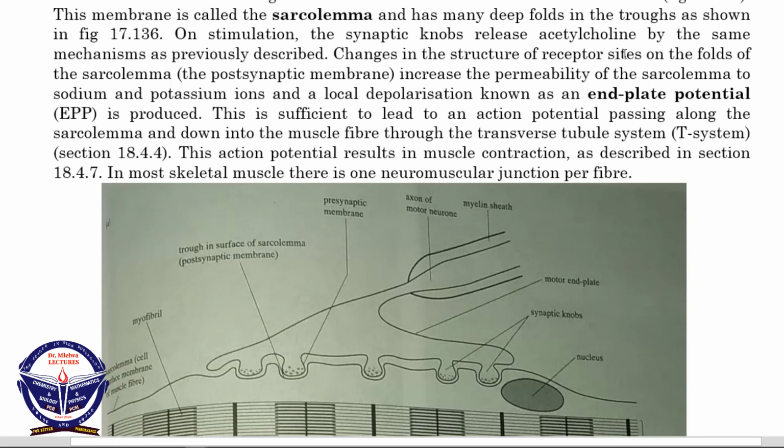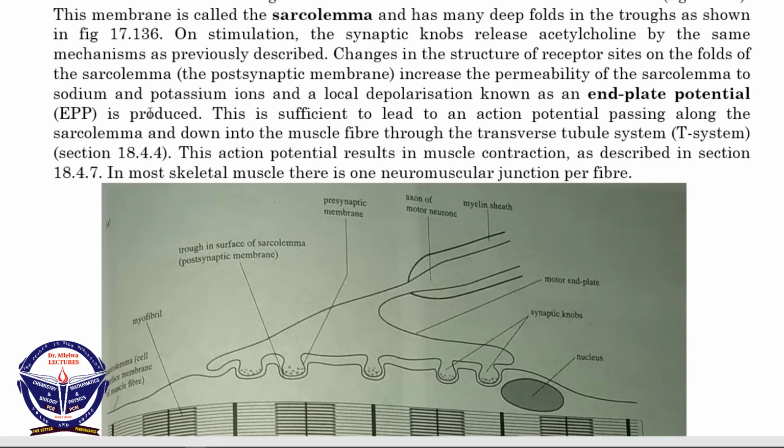On stimulation, the synaptic knob releases acetylcholine by the same mechanism as previously described. Changes in the structure of the receptor sites on the folds of the sarcolemma, that is the postsynaptic membrane, increase the permeability of the sarcolemma to sodium and potassium ions, and a local depolarization known as the end plate potential, EPP, is produced. The potential produced here is not an excitatory postsynaptic potential as we discussed, nor an action potential as such, but it is called an end plate potential.